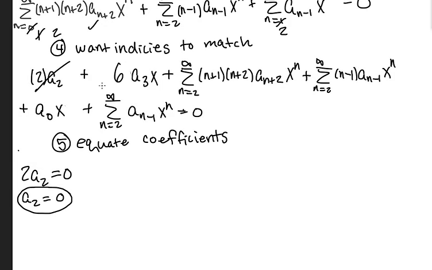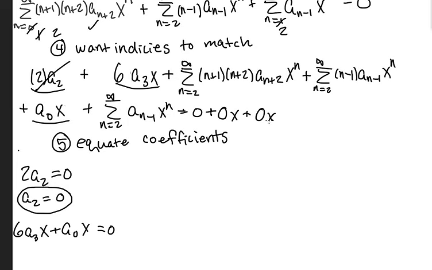Now, so basically we're looking at everything that doesn't have a summation next to it. So this doesn't have summation, this, and this. So these were the things that don't have summations next to it. Now, these get added together, the 6a sub 3 times x plus the a sub 0 times x, because they both have an x. And this is 6a sub 3 times x plus a sub 0 times x equals 0. Now, why it's equals 0, well, think of it. Equals 0 plus 0x plus 0x squared. This is just all 0. So you're just equating coefficients.